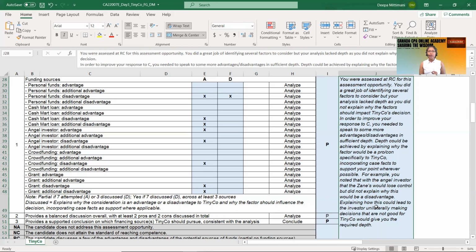For example, you noted that with the angel investor the Zanes would lose control, but did not explain why this would be a disadvantage. Explaining how this could lead to the investor unilaterally making decisions that are not good for TinyCo would give you the required depth. So I noted that they would lose control. The next factor is, so what? What happens if they lose control? If they lose control, they will not be able to take any decisions or will not have any say in the company's decision making. That is why you should not go with this angel investor. So that is what was missing.